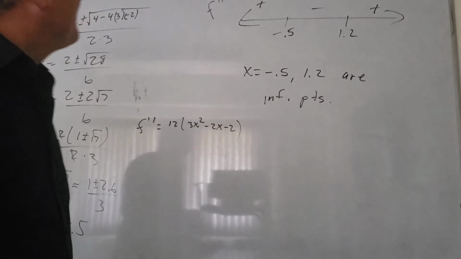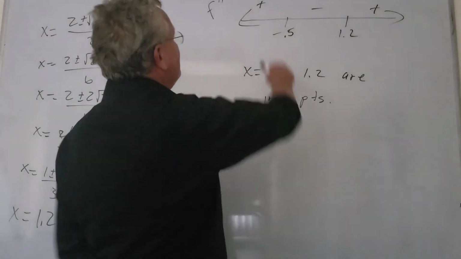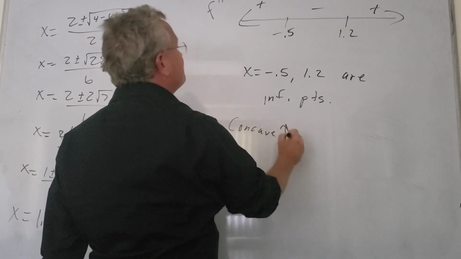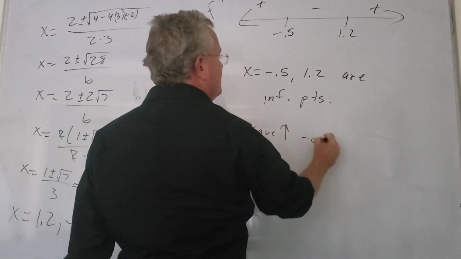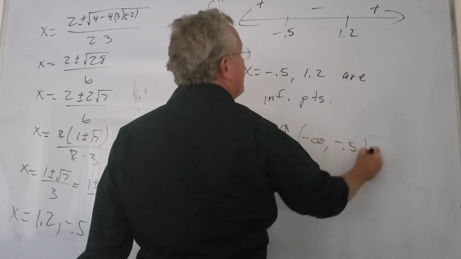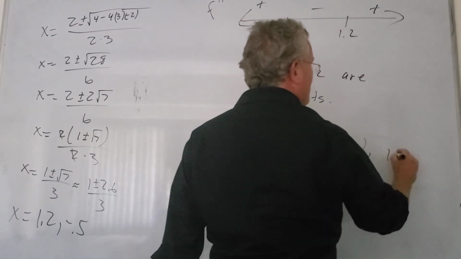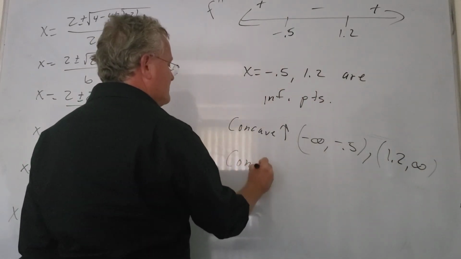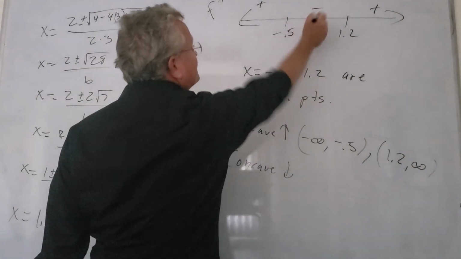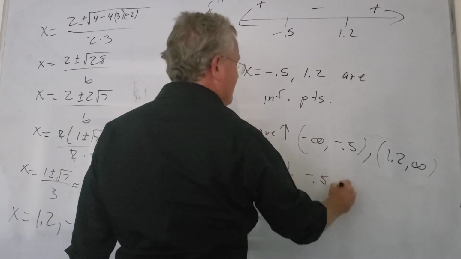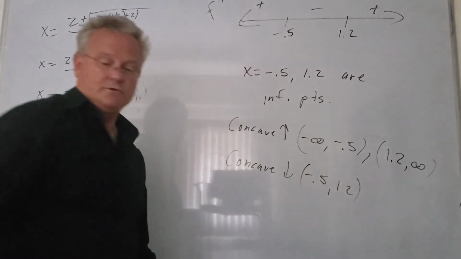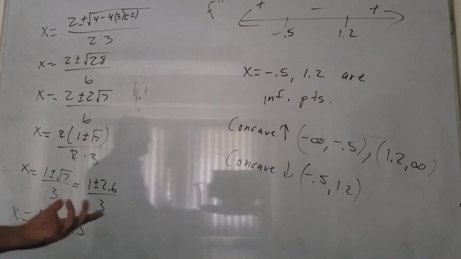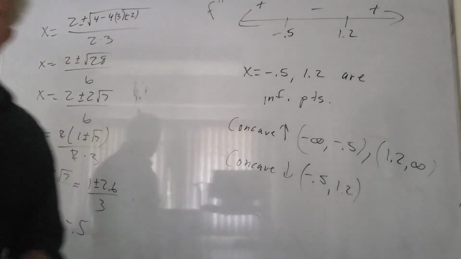All right, so now what about the concavity? Well, that's pretty easy. It's concave up where the second derivative is positive, from negative infinity to negative 0.5, and it's positive from 1.2 to infinity. And it's concave down where it's negative, from minus 0.5 to 1.2. So that's the idea of maximums, minimums, increasing, decreasing, concavity, and inflection points.